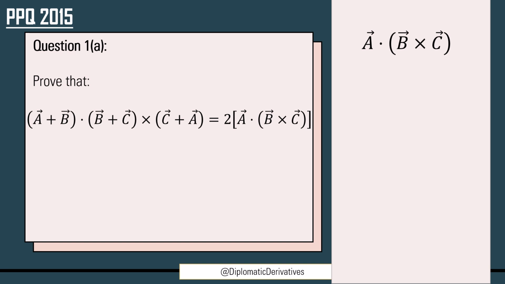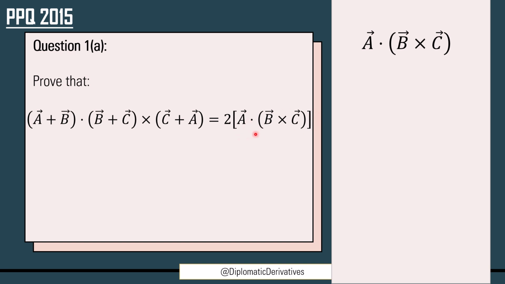now move on towards solving one of the questions from CSS past papers for 2015 that came in the Applied Mathematics examination. We have question 1a, which is: prove that a plus b dot b plus c cross c plus a is equal to 2 into a dot b cross c. Now when you look at this question that came to you, what do you understand?